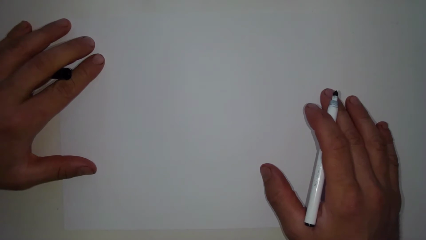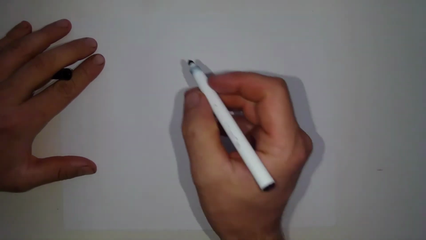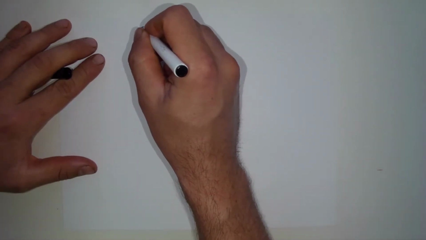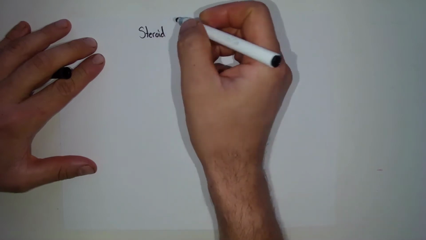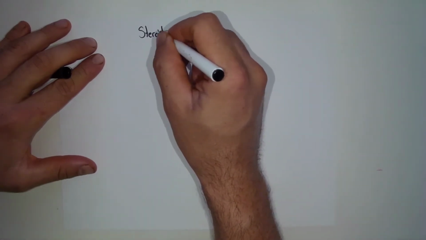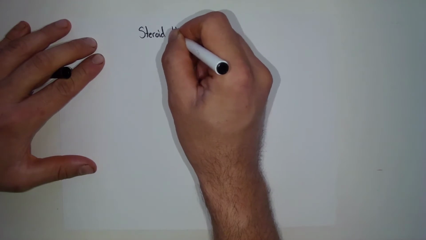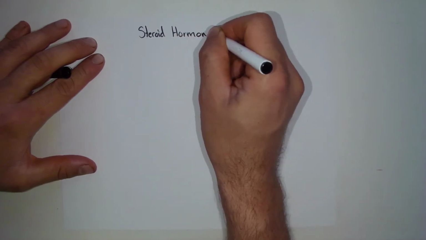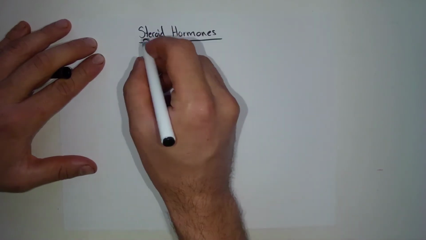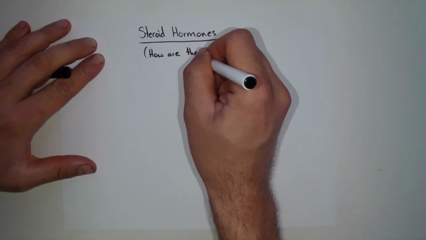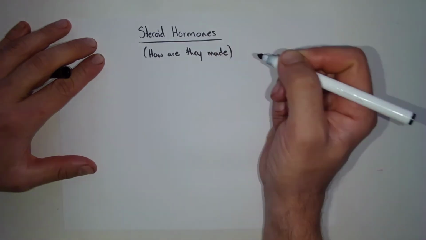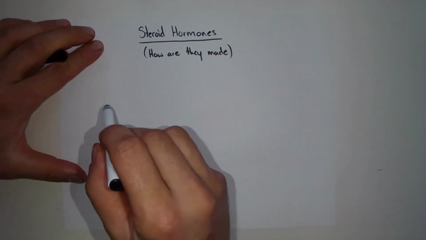We just saw how amino acid based hormones are made. And so I'm just going to go ahead and also do how steroid based hormones are made. So, steroid hormones, or cholesterol based hormones. How are they made? Well, this is much simpler than the amino acid based hormones.